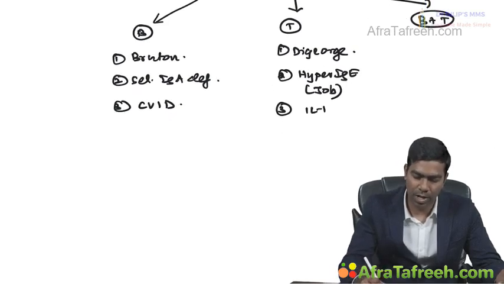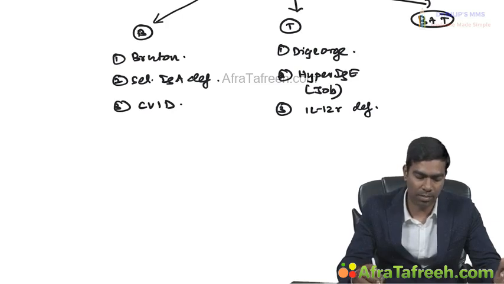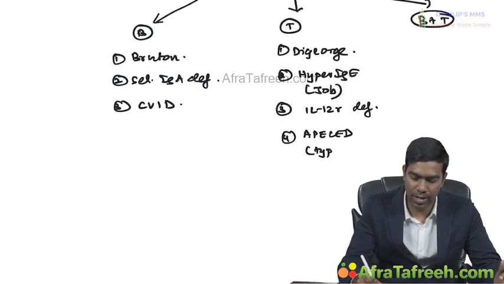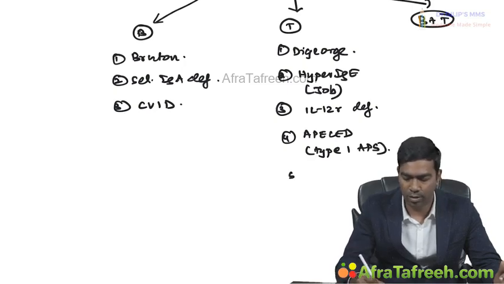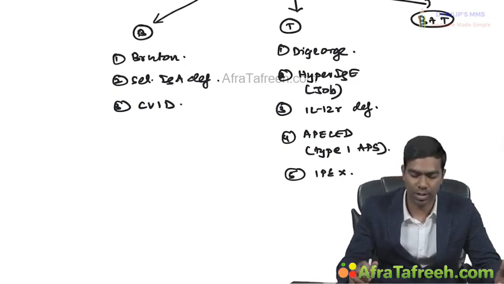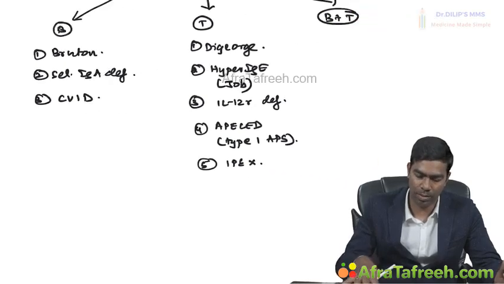Then you have something called IL-12 receptor deficiency, interleukin 12 receptor defect, which we'll discuss in some time. Then two other things here, something called APECED syndrome. This is also referred to as type 1 autoimmune polyendocrine syndrome, which we'll discuss in endocrinology. And here something called IPEX, immune dysregulation polyendocrinopathy enteropathy X-linked, which we're going to discuss in the endocrine chapter only.